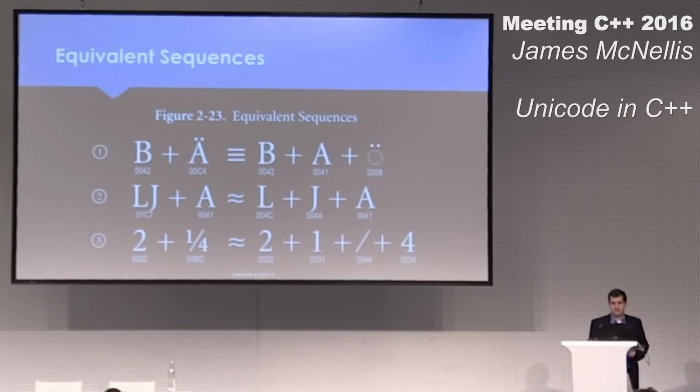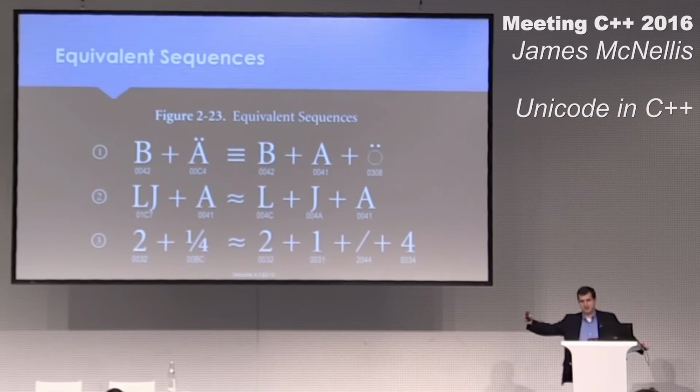The second two examples here are for what is called compatibility equivalence. So for example, there's this single character for a combined L and J, and then obviously you could have just separate letters L and J in your text. And then the third example, we've got this 1/4 fraction, and that could be considered in some cases to be the same as 1 followed by a slash followed by a 4.